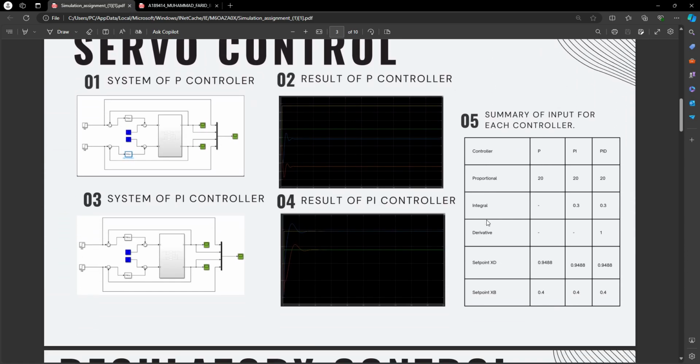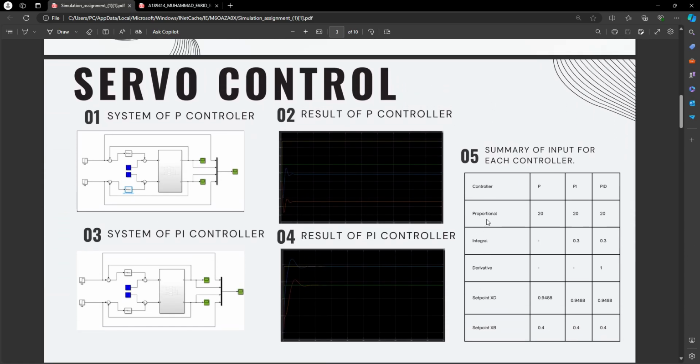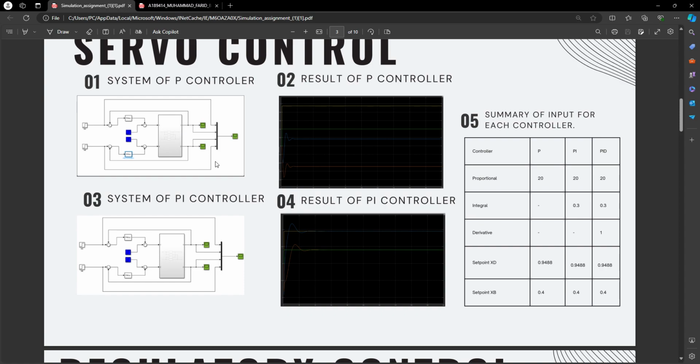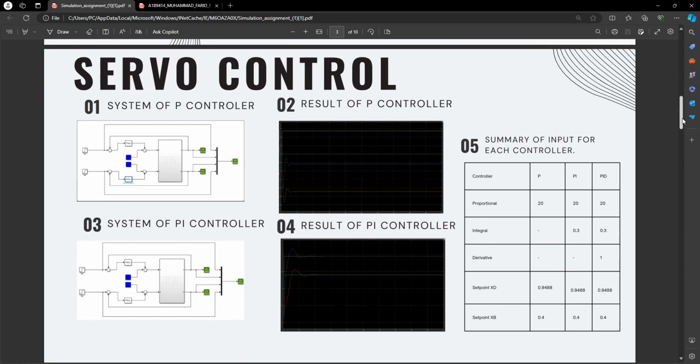Now going through the simulation part, starting from the servo control. For the servo control, for the system of P controller, we are starting with the values of XD and XB of 20. So this is the design of the Simulink, and this is the result in graphical form for the P controller.